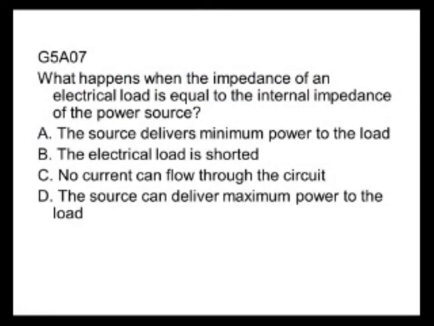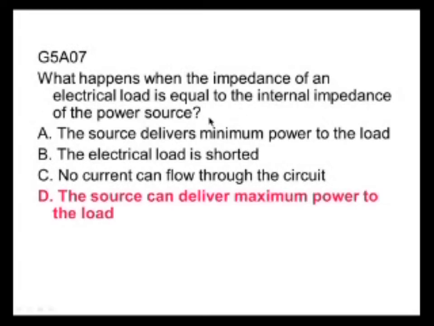What happens when the impedance of an electrical load is equal to the internal impedance of its power source? When that is true, the source delivers maximum power to the load. One place we talk about this especially is matching transmitters and transmission lines to antennas, because we want to get all of the power that we can into the antenna. And so to do that, we have to match the impedances of the transmitter, the transmission line, and the antenna, so that the maximum power can be delivered to the load.